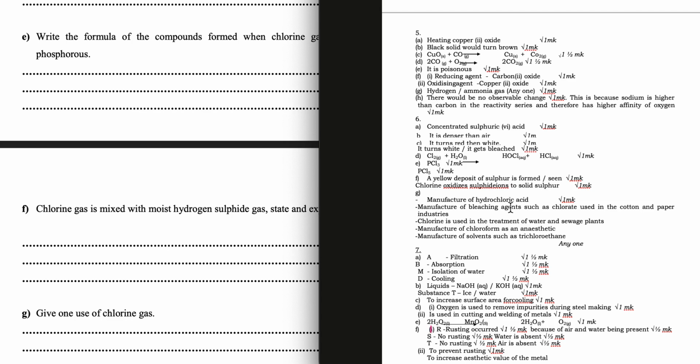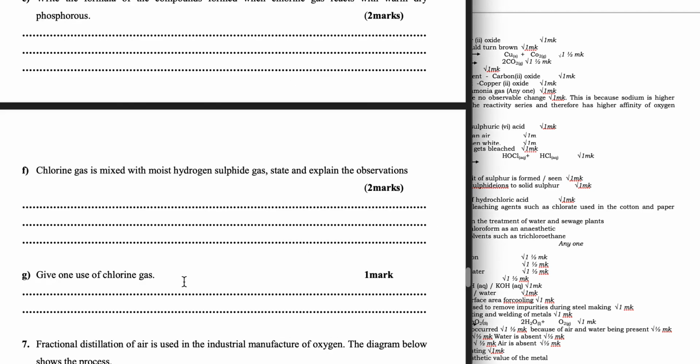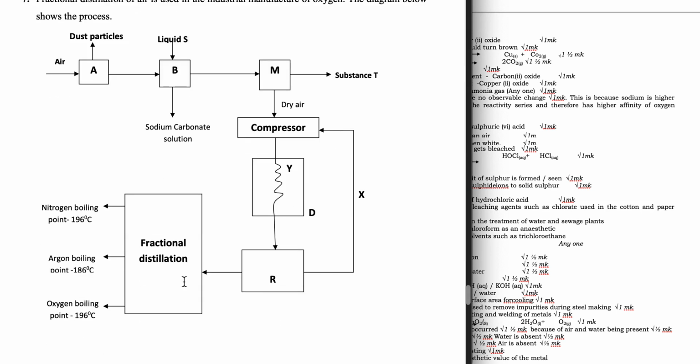Manufacture of hydrochloric acid. Manufacture of bleaching agents such as chloride used in cotton and paper industries. Chlorine is used in the treatment of water and sewage plants. Manufacture of chloroform as an anesthetic. Manufacture of solvents such as trichloroethane.